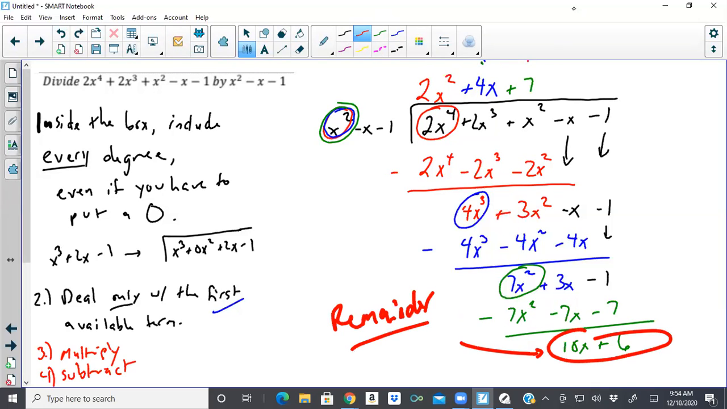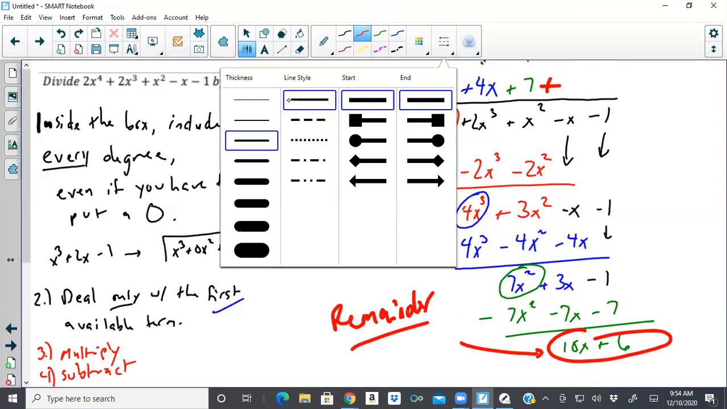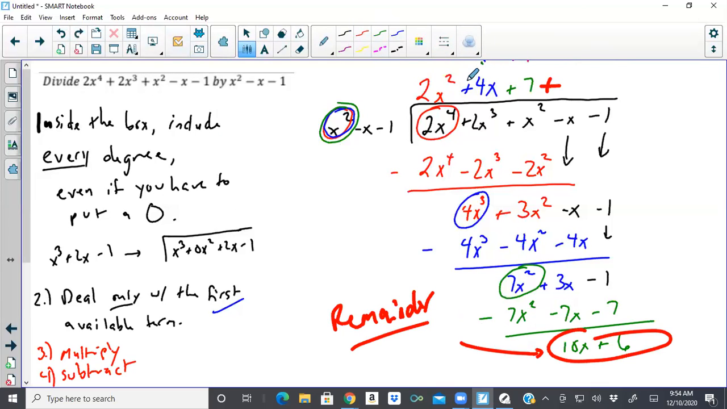So what you do with the remainder is you always put a plus sign, and then you put the top of the remainder on top, and then the bottom of this thing on the bottom. So 10x plus 6 over x squared minus x minus 1. And this up here is my answer. So this is my answer. Okay, so that thing is the answer to the long division.